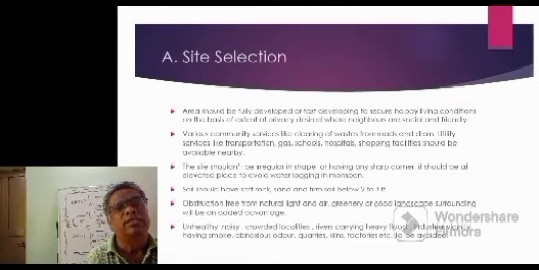Then obstruction free from natural light and air. The area should be obstruction free from natural light and air. There should not be any big building around, so that natural air and light we can get easily in that place. Obviously, greenery and landscape, if it is there in the surroundings, then it will be an added advantage, but we are not getting much nowadays. Everywhere it is not available, that greenery and landscape.